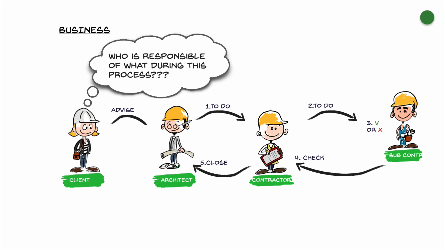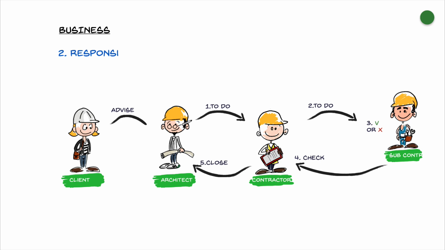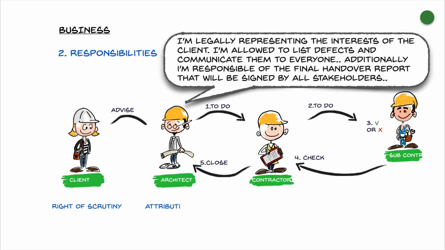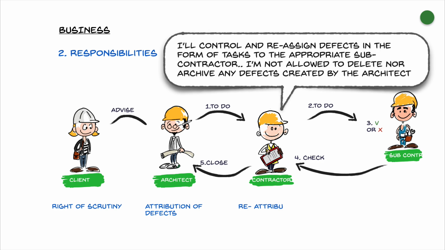But who is responsible for what during this process? Well, as a client, you are only allowed to give advice to the architect and to have a view on the defects lists he sums up. He doesn't have the legal right to create defects. The architect is legally representing the interests of the client. He is allowed to list defects and communicate them to everyone. Additionally, he is responsible for the final handover report that will be distributed to all stakeholders.